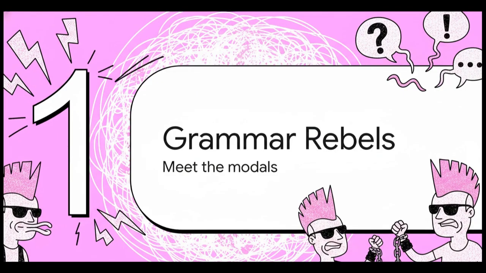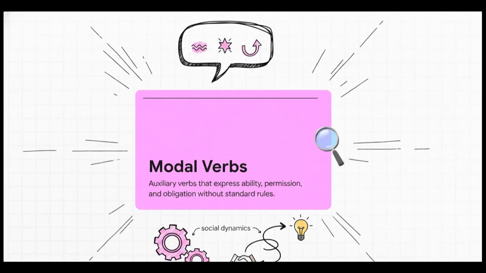All right, Section 1, meet the grammar rebels. So what exactly are these rebels? Well, modal verbs are a special kind of helper verb, but here is the really crucial point. Modals aren't just stating boring historical facts. They're literally the complex tools we use to navigate social dynamics, possibility, and politeness. They control exactly how strong, gentle, or authoritative your statement sounds.